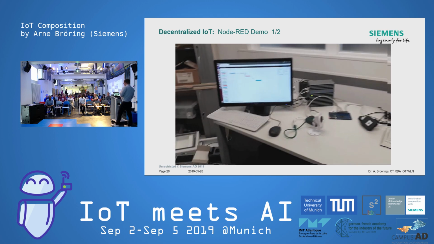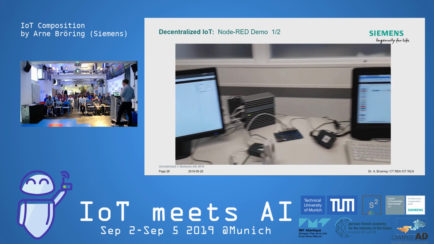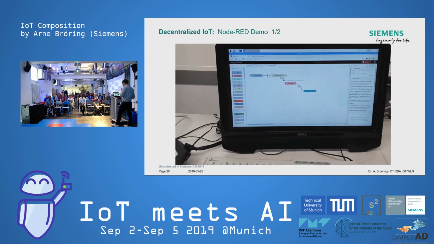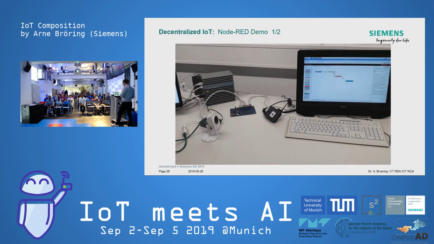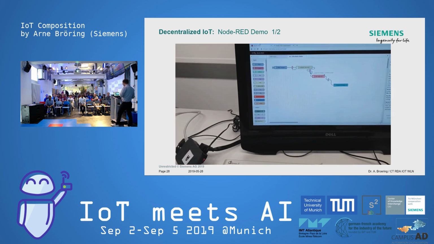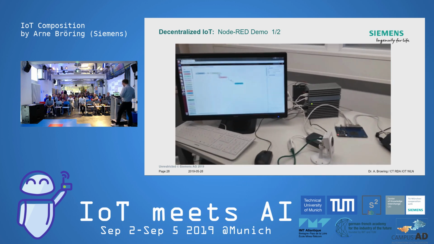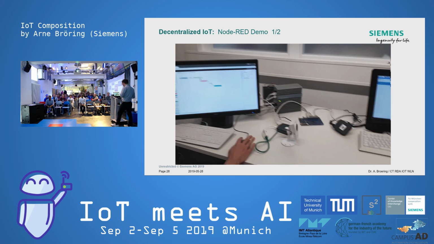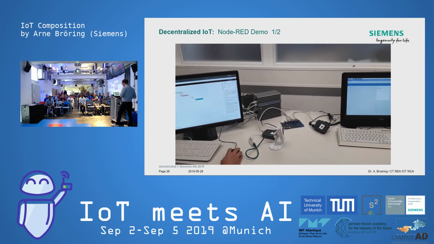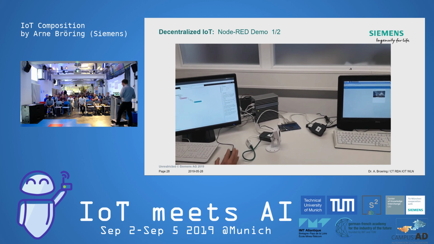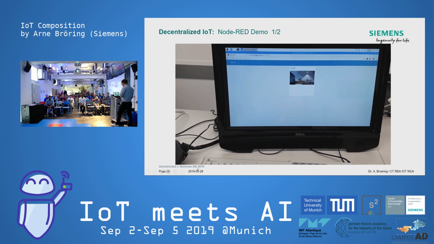So we see here basically what's running on Raspberry Pi B and Raspberry Pi A. Same flow, different nodes running. And there's a camera feed which is not yet on. And basically what's happening now is we hit the start button there on the left, and the video is streaming on the right.